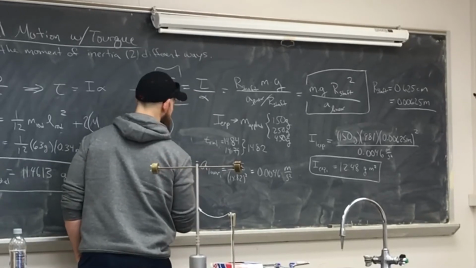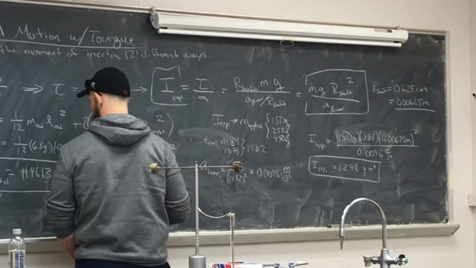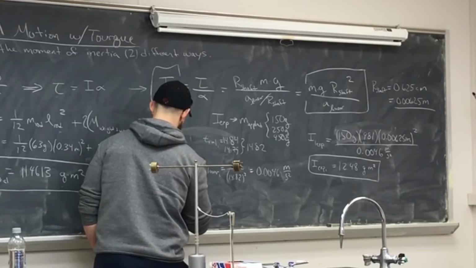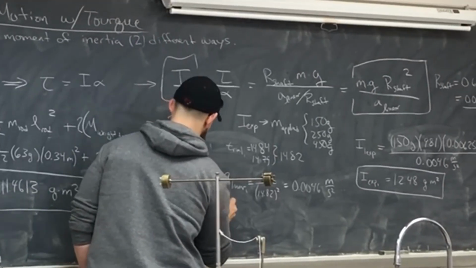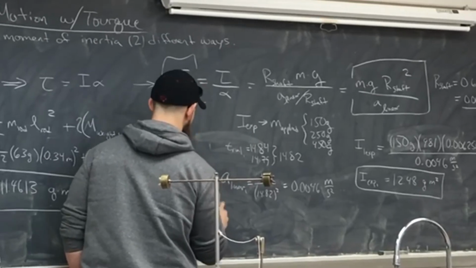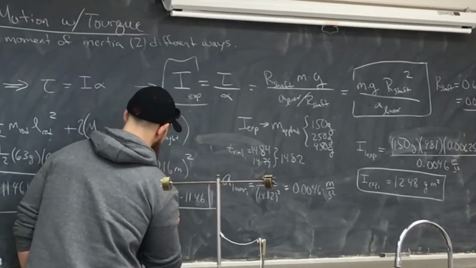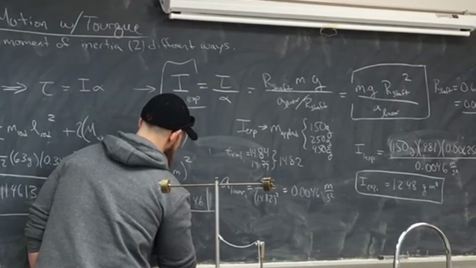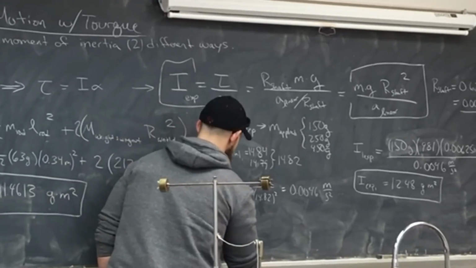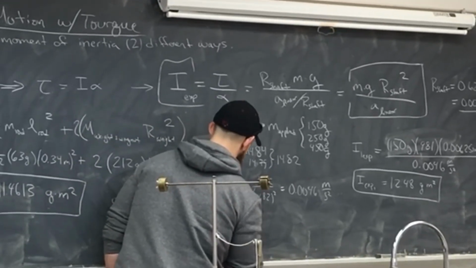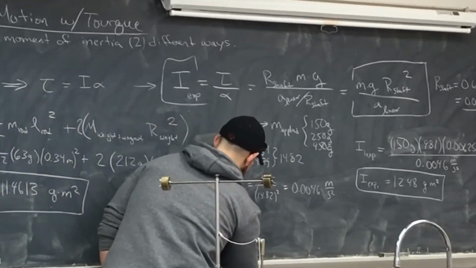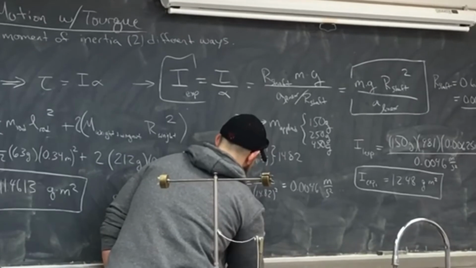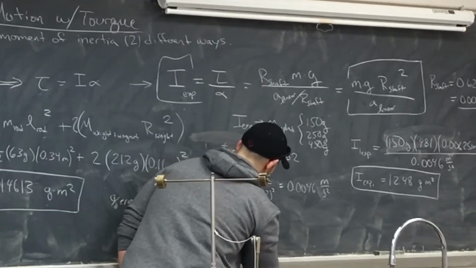12.48 minus 11.46, all divided by 11.46, times 100%. 8.89? All right, so 8.89% error on the first trial.